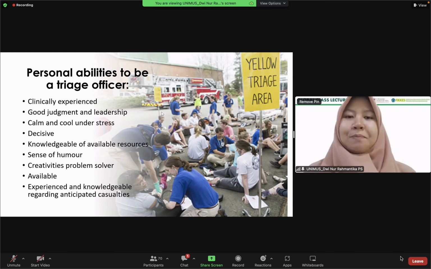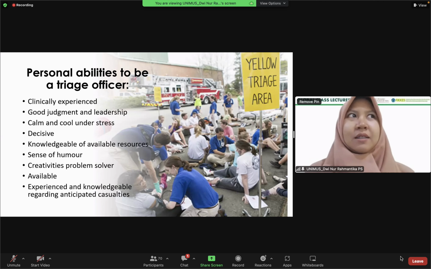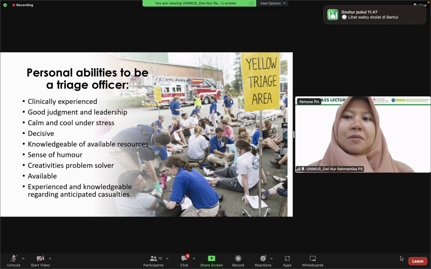Okay, so it is not easy to be a triage officer. Even though we already learned what an emergency is, what triage is, and how to manage patients with emergency conditions, it doesn't mean that we can already be a triage officer, especially in disaster triage.